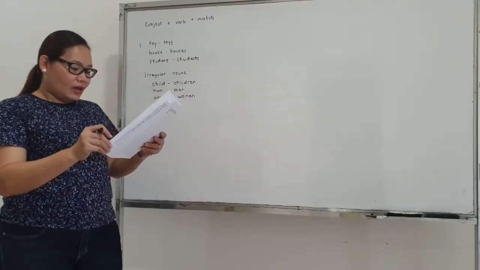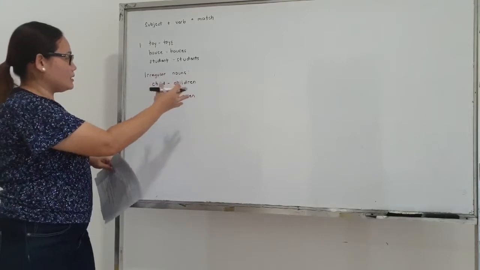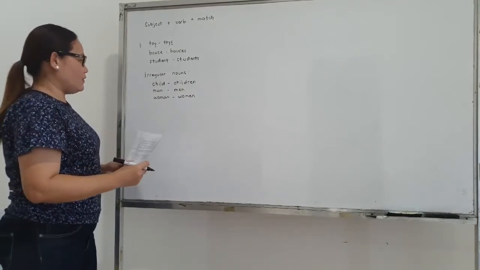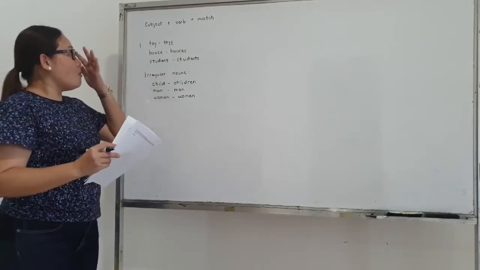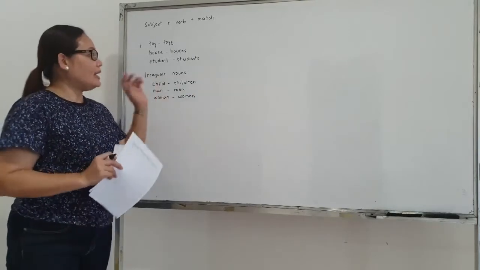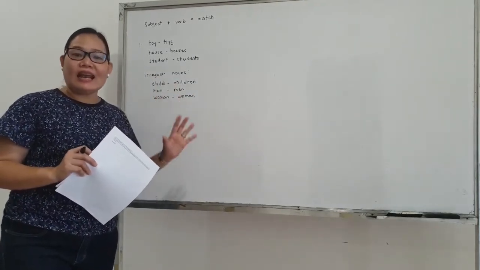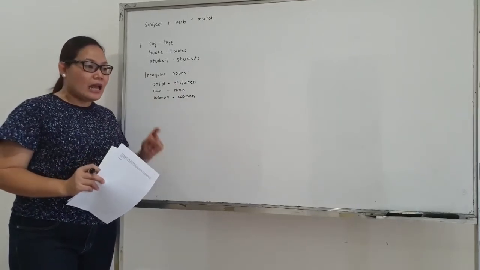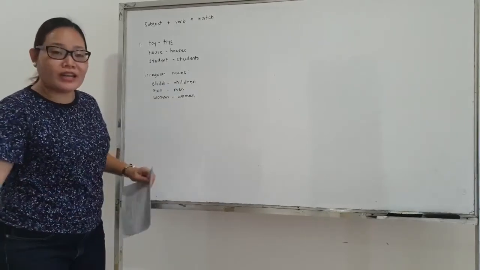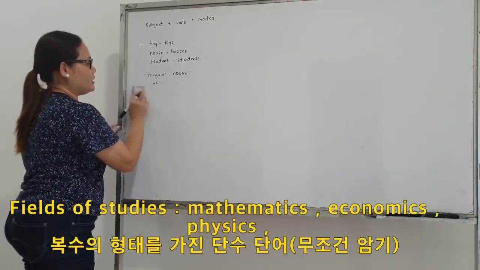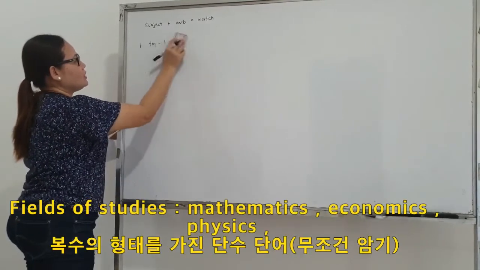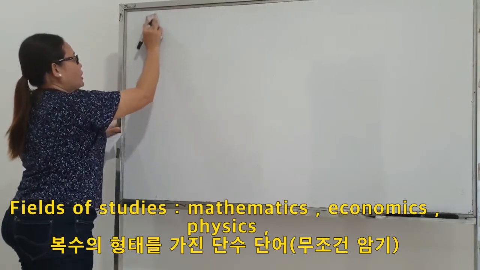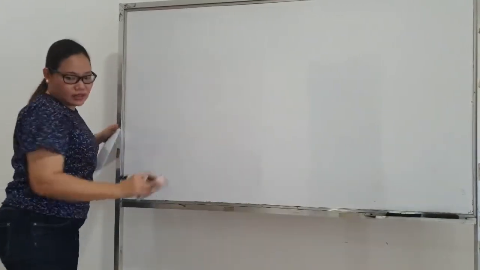Now, I will not stay really that long in this part, because there are more special rules that you have to learn. As I have said, most, but not all, nouns that end in s or es are plural. There are some exceptions to that, and one of them is, of course, when it comes to fields of studies. When you say fields of studies, these are subjects that we learn as students.